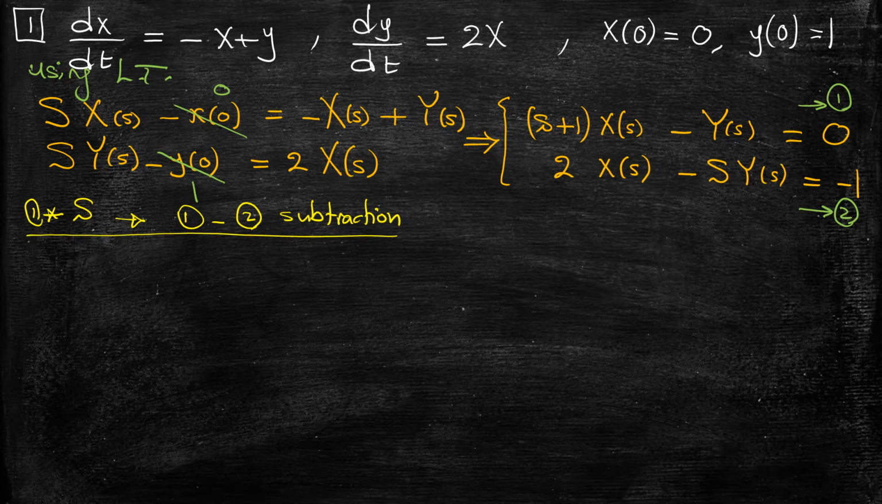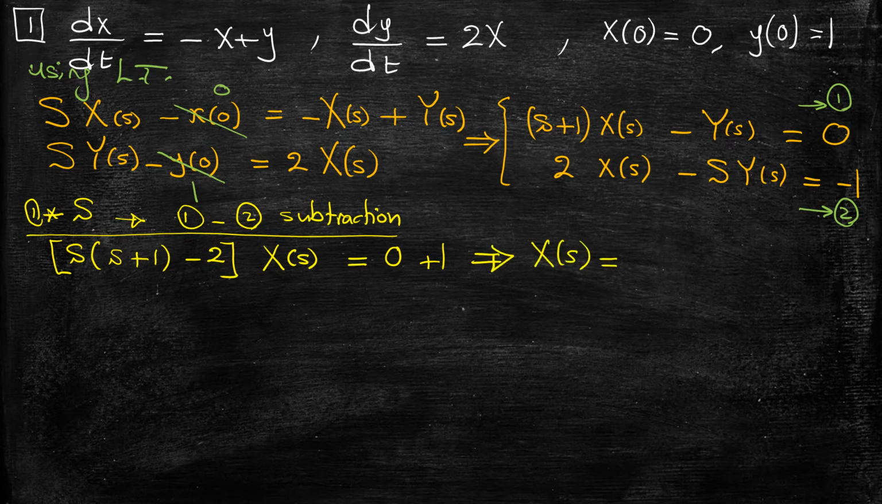So I will end up here with s multiplied by s plus 1, x of s minus 2, and all the parameters multiplied by x of s. Y will be cancelled out. I will multiply s in the 0 term, so it will be 0. And the other term will be minus 1, so it will be 1. So here we'll end up with x of s equal 1 over s plus 1 minus 2.